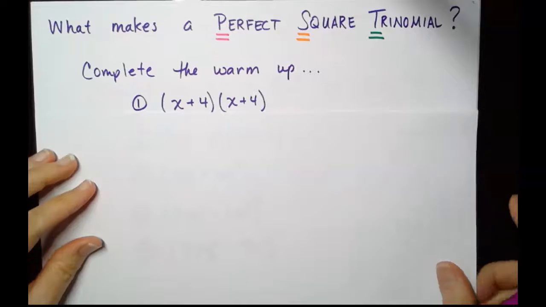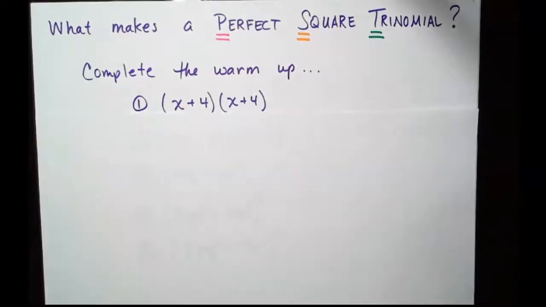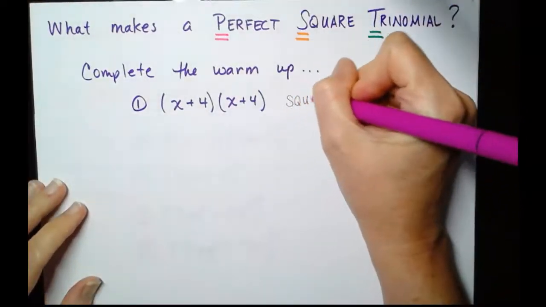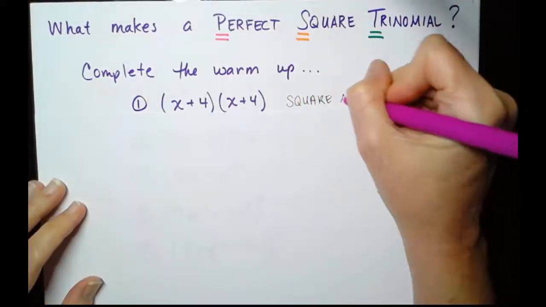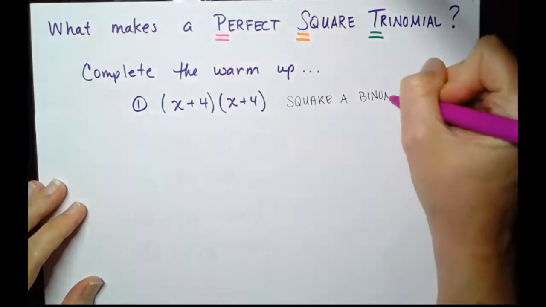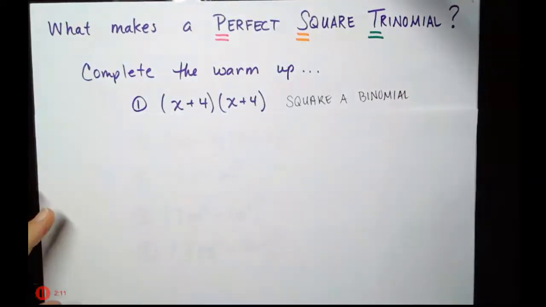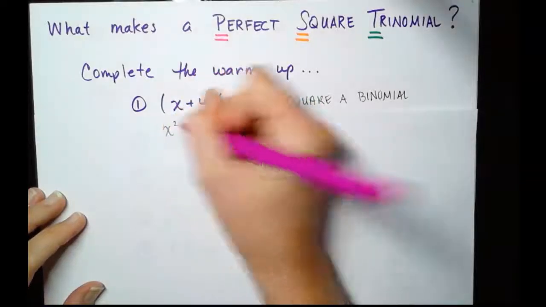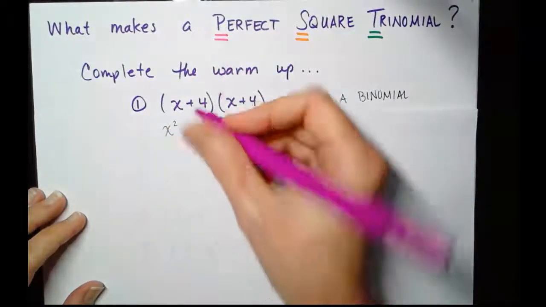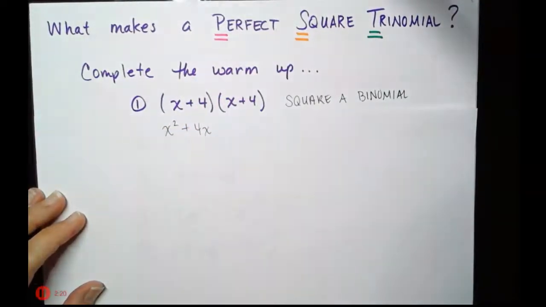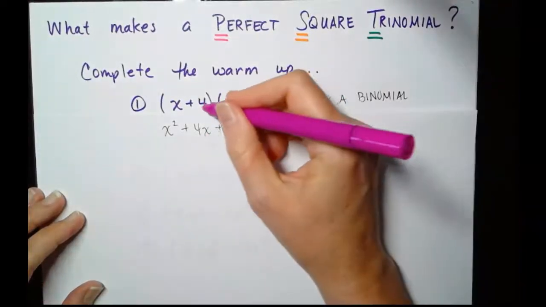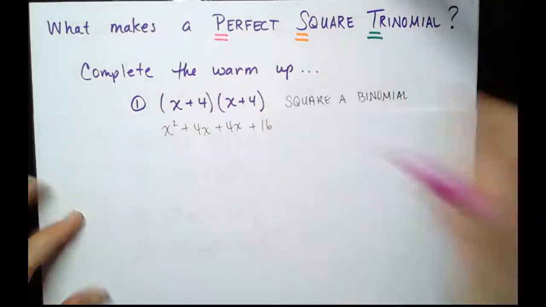So let's check number 1. Number 1, we're making a perfect square trinomial. And in order to make a perfect square trinomial, we have to square a binomial. And when we square a binomial using the FOIL method, let's look at what we get. X times x is x squared. X times 4 plus 4x. 4 times x plus 4x. 4 times 4 plus 16.